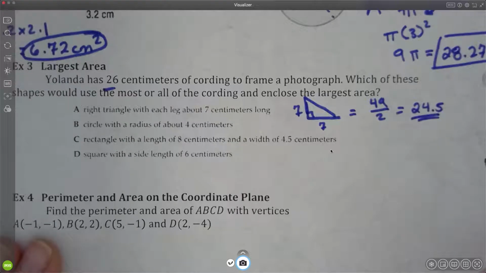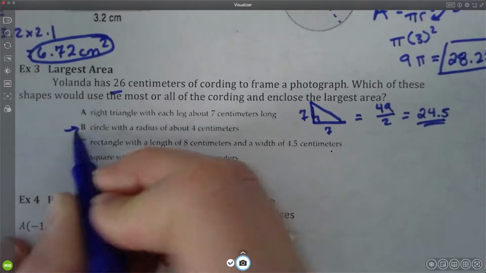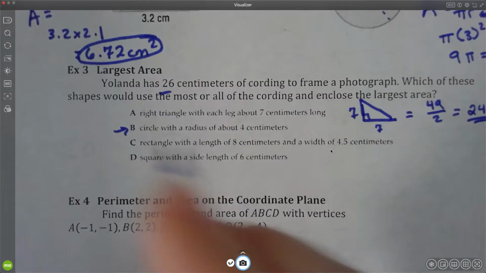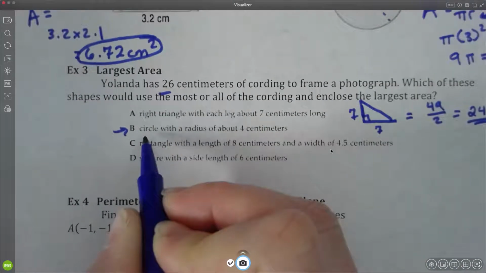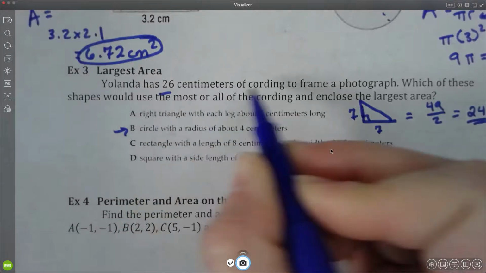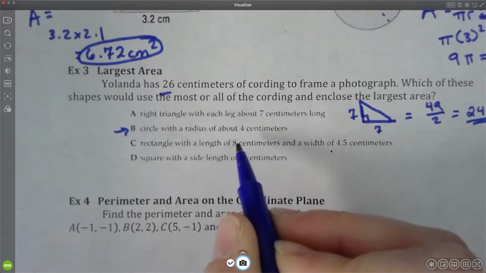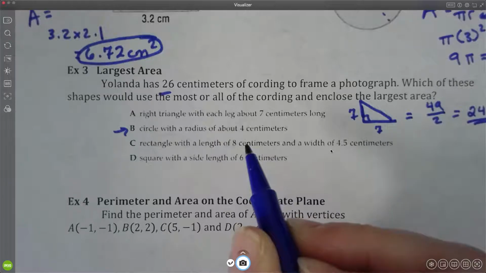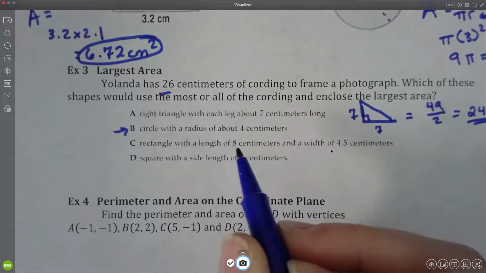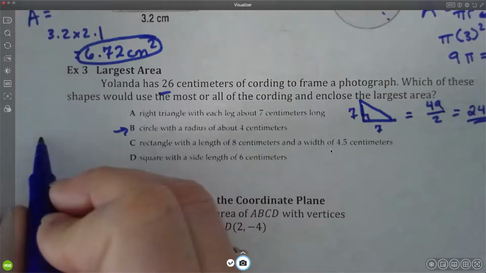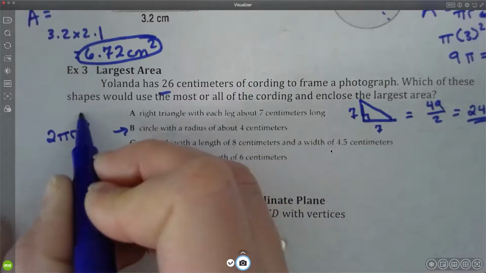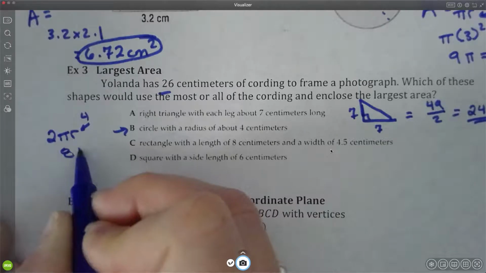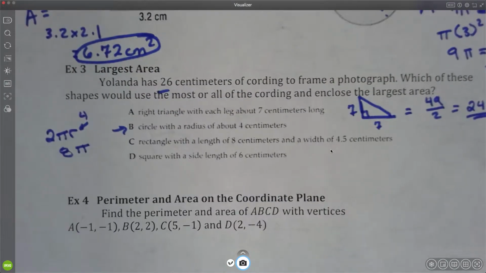Okay, so instead we're going to do a circle with a radius of about 4. Okay, so radius is 4, so we want to find, we're going cording around the frame. So does that mean we're finding area or circumference of the circle? If we're going around the circle, then that means we're finding circumference. So we need 2 times pi times r, and if the radius is 4, then we need to figure out what 8 pi is. Okay, let me get my calculator.